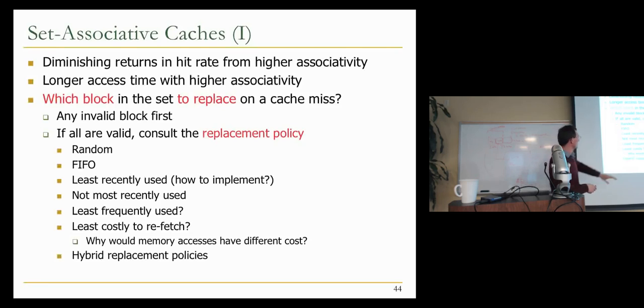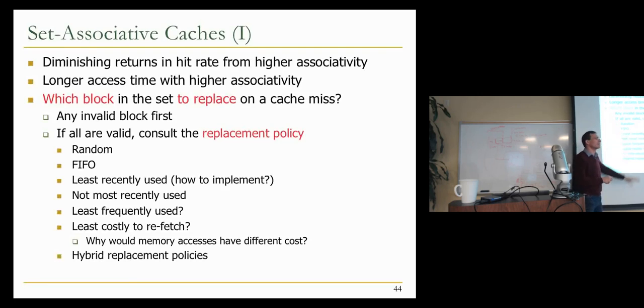Okay, people have developed hybrid replacement policies also. Maybe you have a hybrid of random and LRU, right? So think about the hybrid branch predictors. They use a local branch predictor and a global branch predictor. Well, you could do the same thing for replacement policies, because some replacement policies are better for some access patterns and other replacement policies are better for other access patterns.